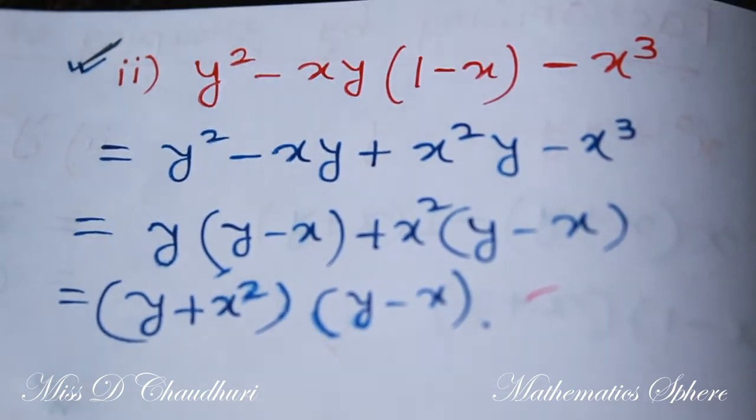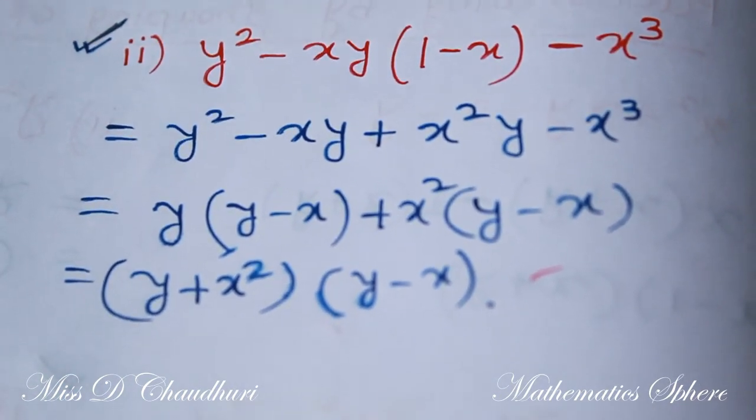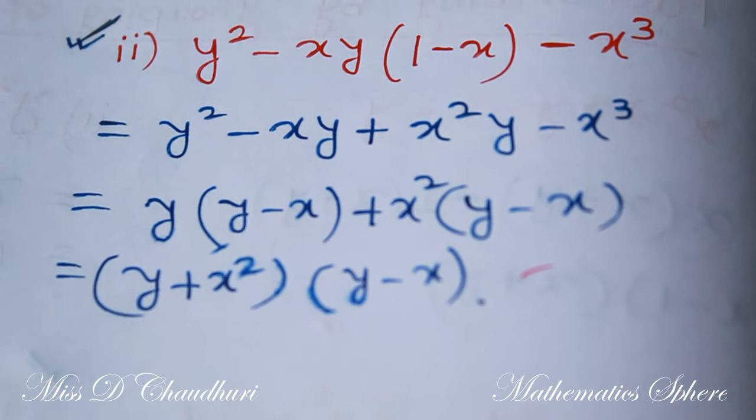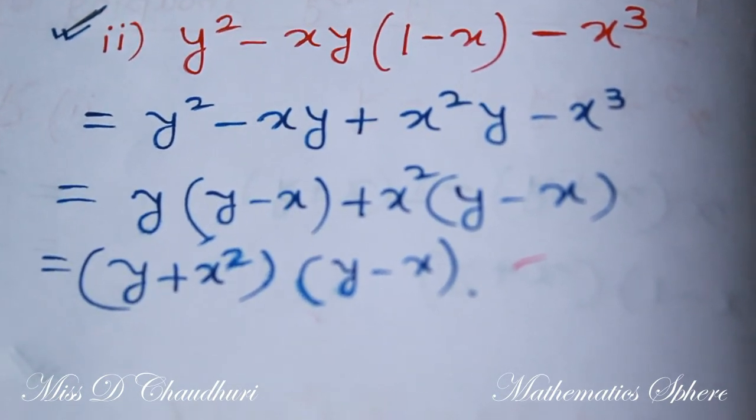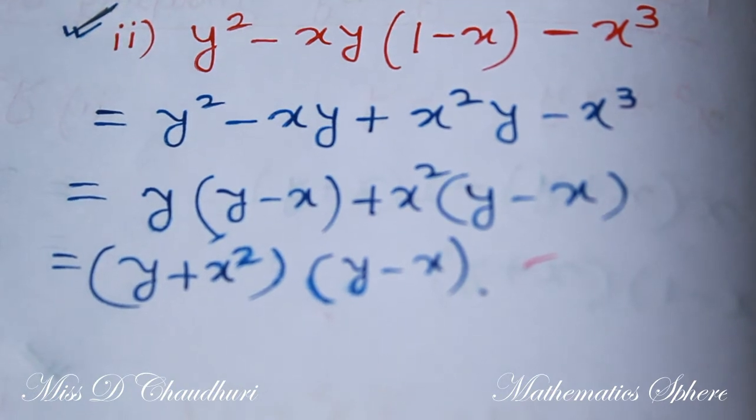See this one, the same type of question is given. Here also one bracket is there, but there is no use of the bracket. So you remove the bracket by multiplying the terms. So when you multiply, y square is there. When you multiply x square with 1, you get minus xy.